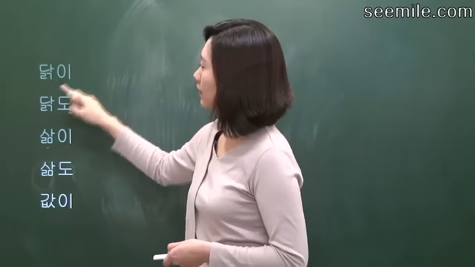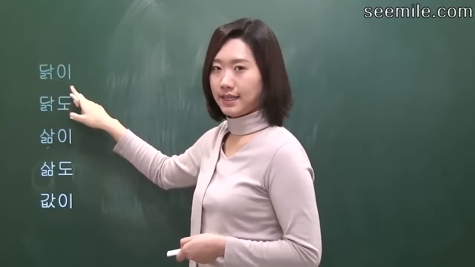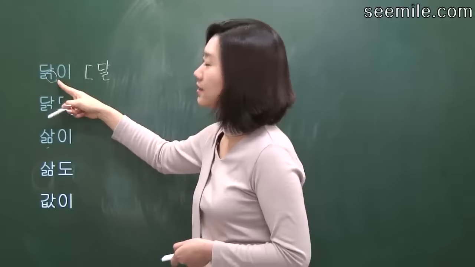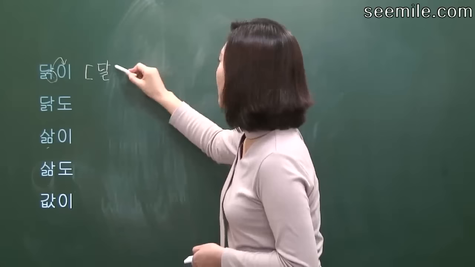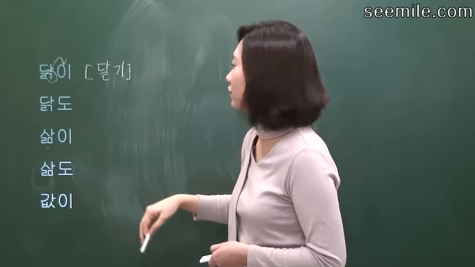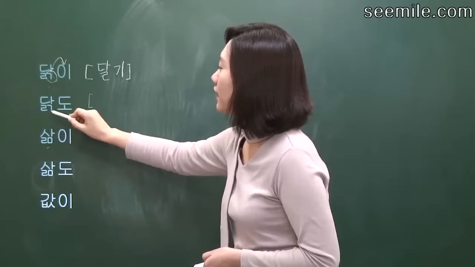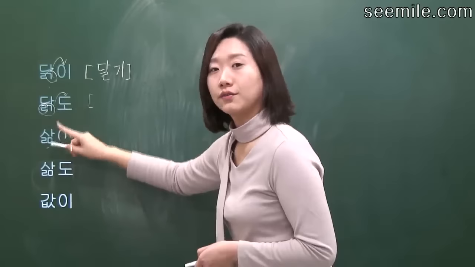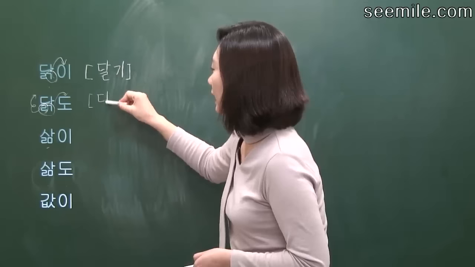Okay. For example, there is a syllable, two syllable, like 달기. In this case, pronunciation is 달, and descending consonants moves to here. We say 달기. This is how to pronounce two consonant characters. And when these two consonant characters meet another beginning consonant, which has phonetic value, first character is deleted.